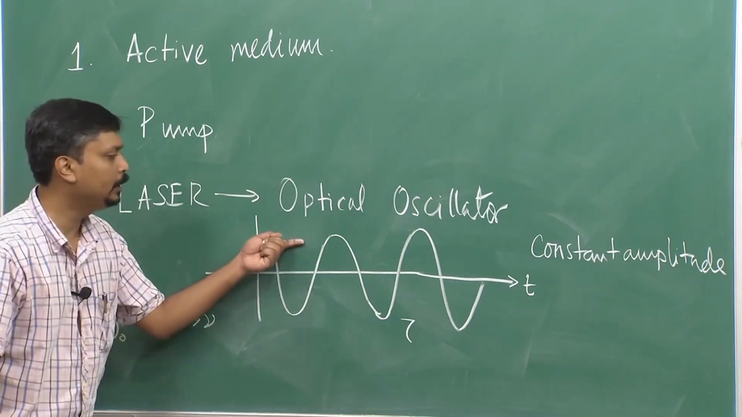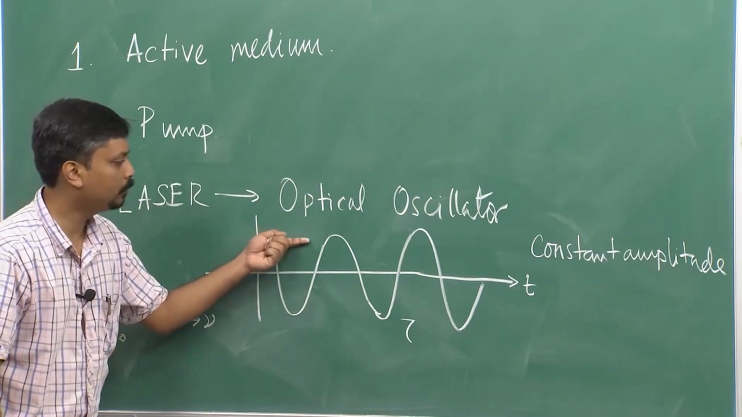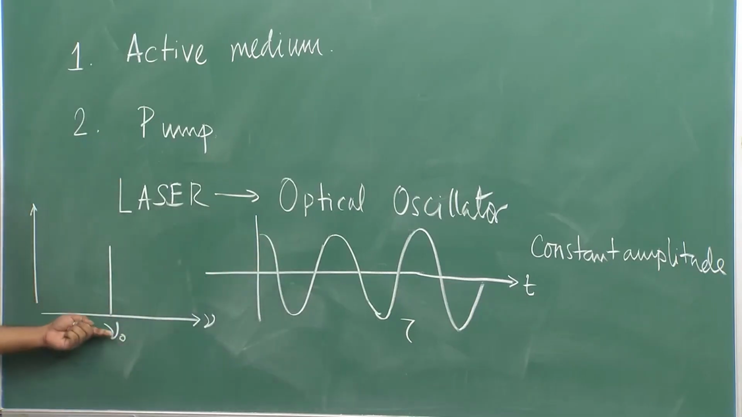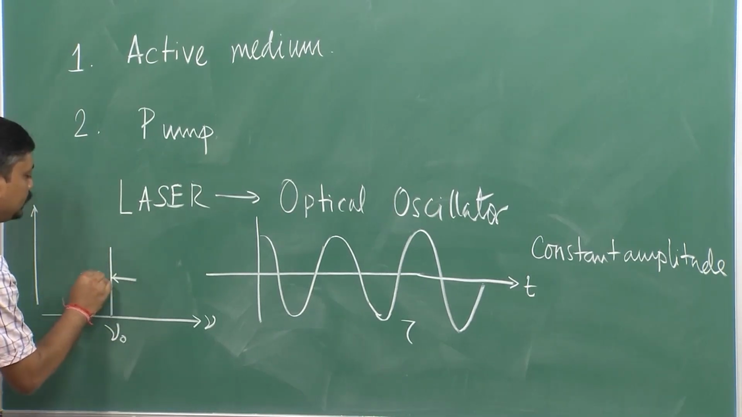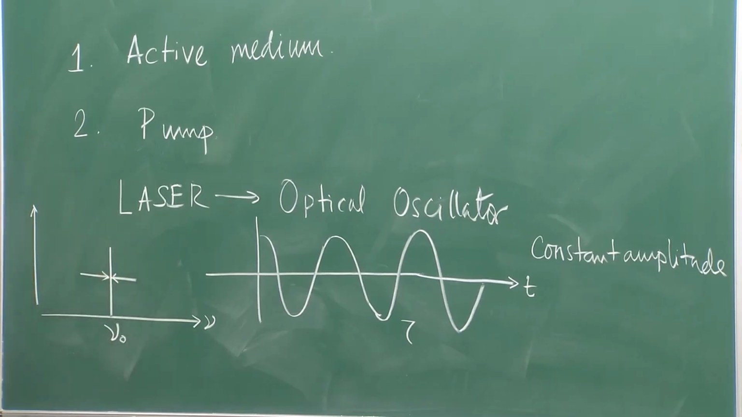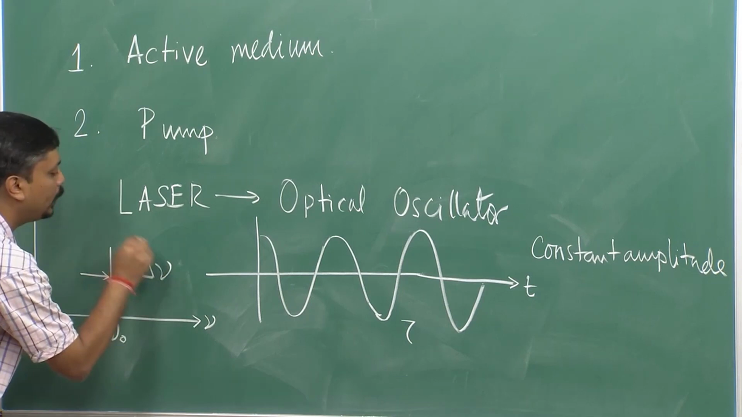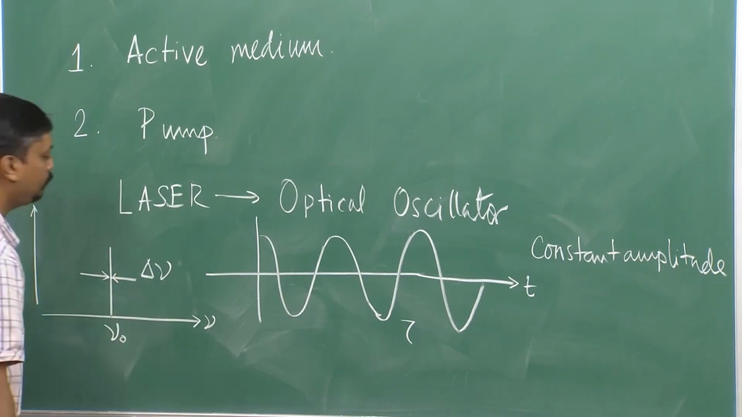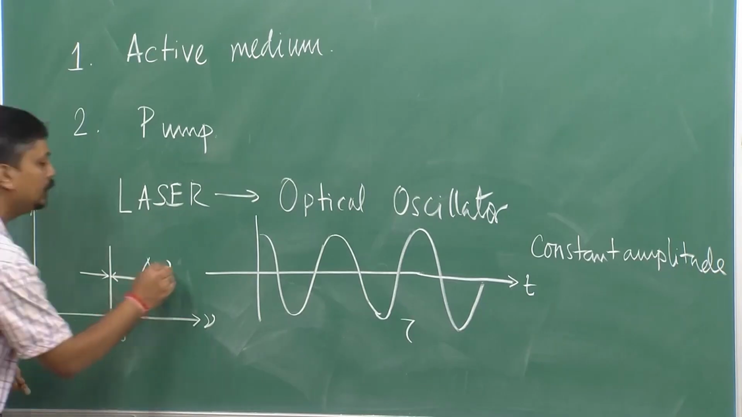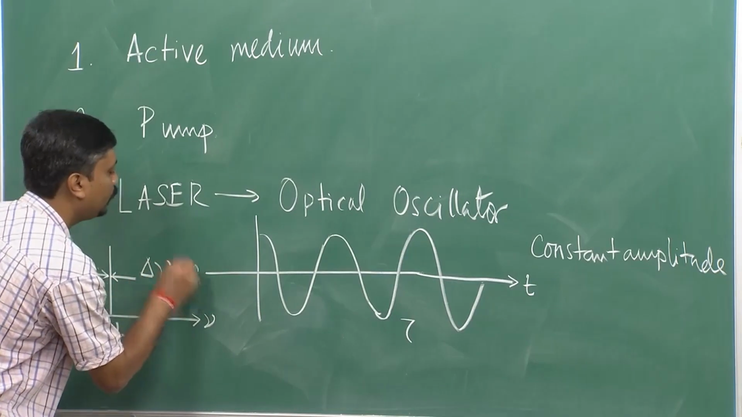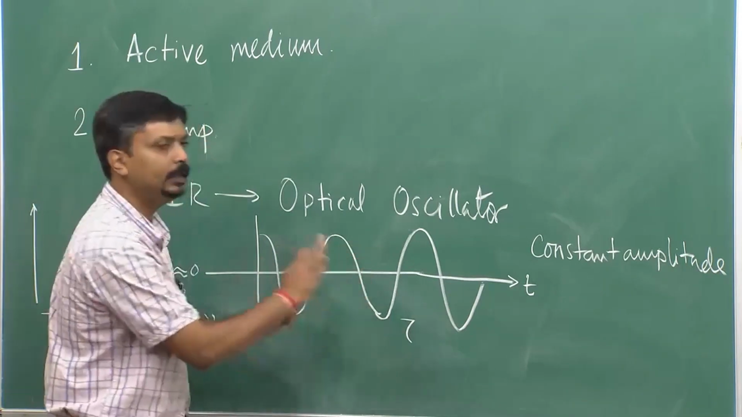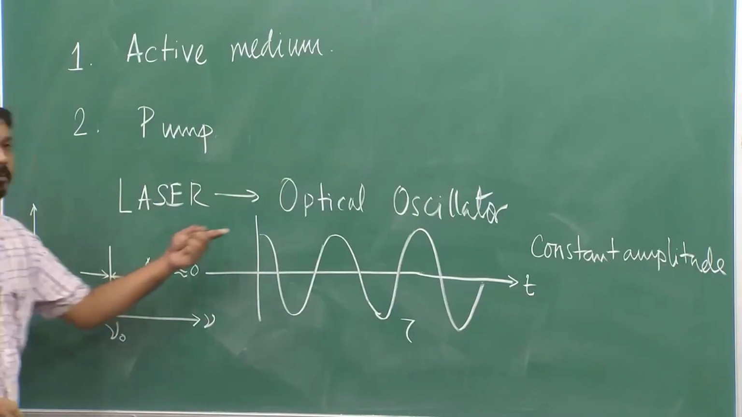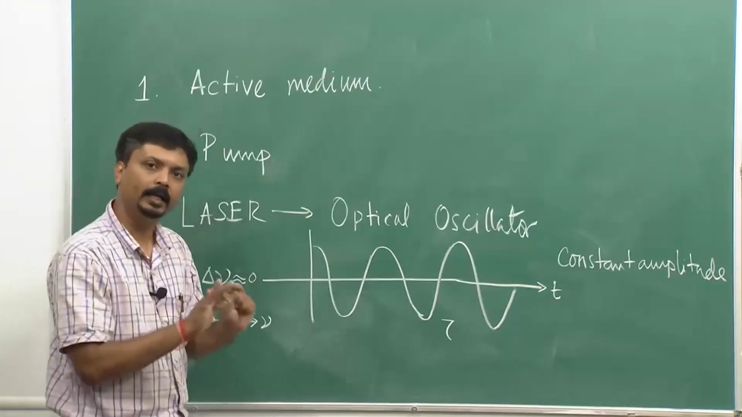So, this constant amplitude oscillation will look like this in the frequency domain. The width of this spectrum, which is also known as line width, is really small. It is very close to 0. So, this is what we expect from a laser, and actually it gives this.